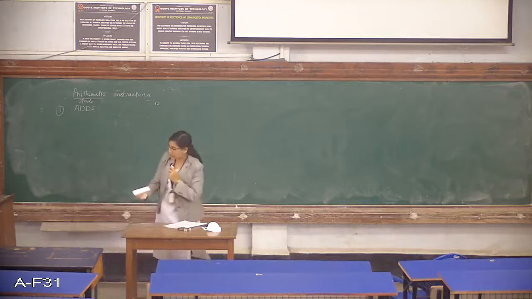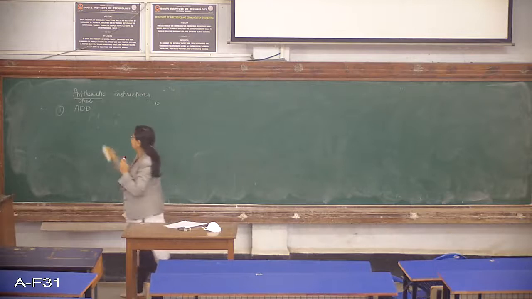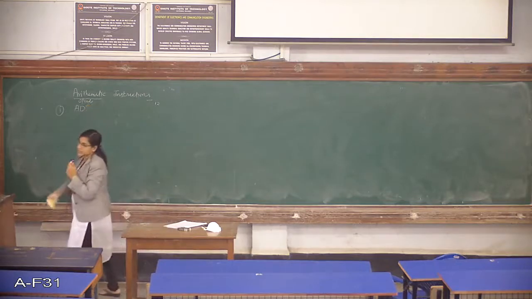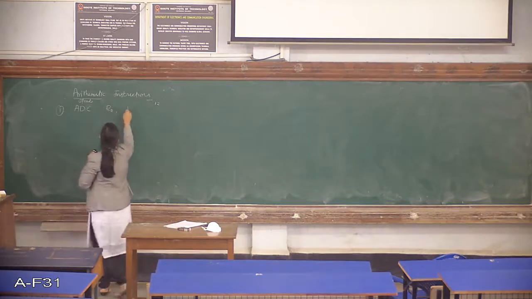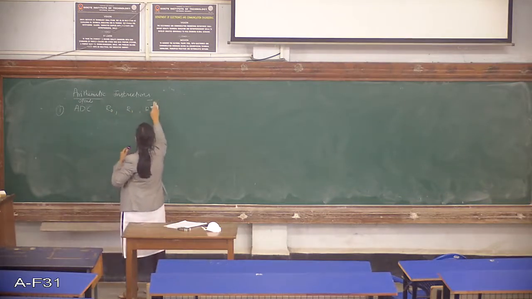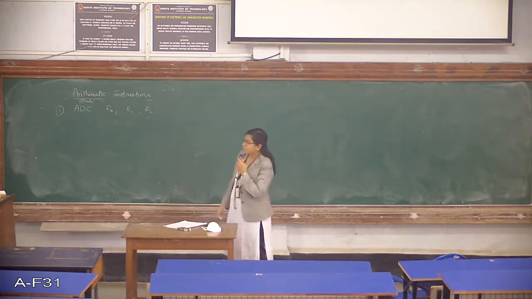Next instruction is add with carry. So we write it as ADC. We write it as ADC R0, R1, R2. See that you can use all the registers which are available. For simple example, we are just taking R0, R1, R2.